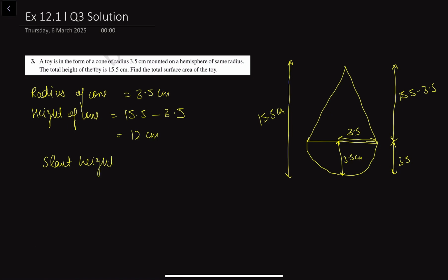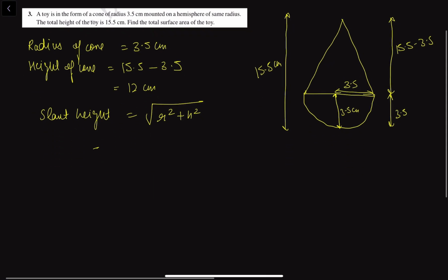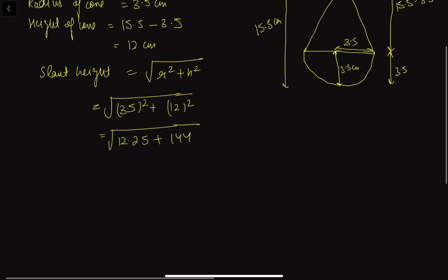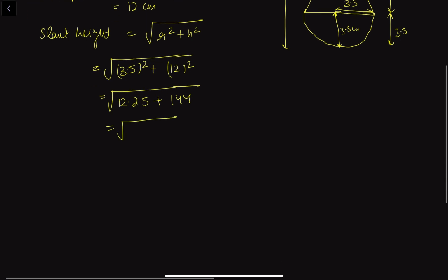So slant height will be equal to the square root of r square plus h square. Let's solve it. Here we have the square of 3.5, and then h square is the square of 12. The square of 3.5 will be 12.25 and the square of 12 is 144. So if we solve it, we'll get 156.25. Okay, 156.25 would be the square of 12.5. So this is the slant height of the cone.